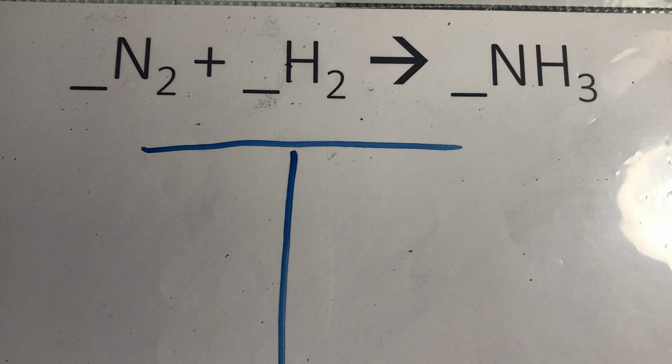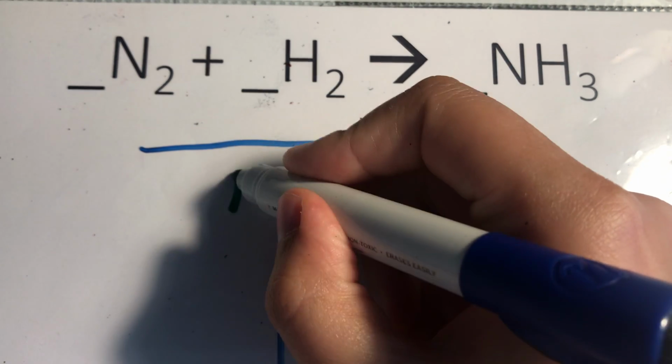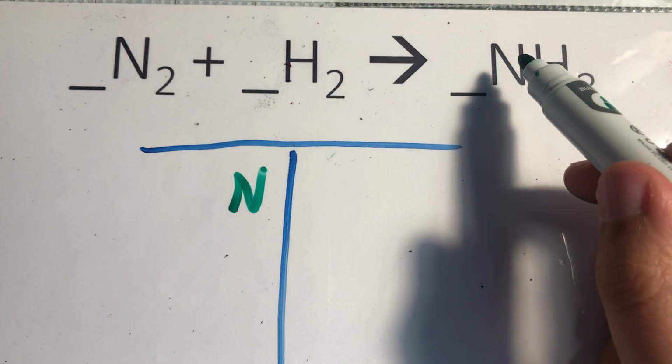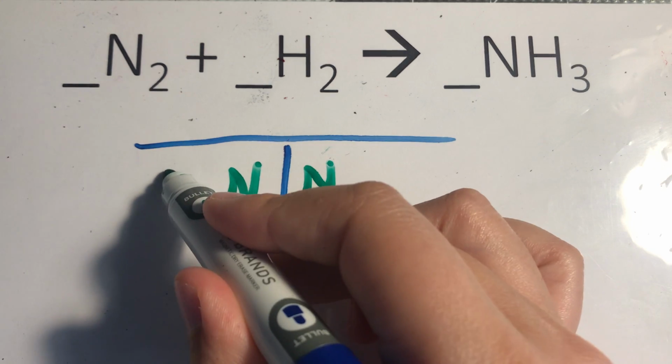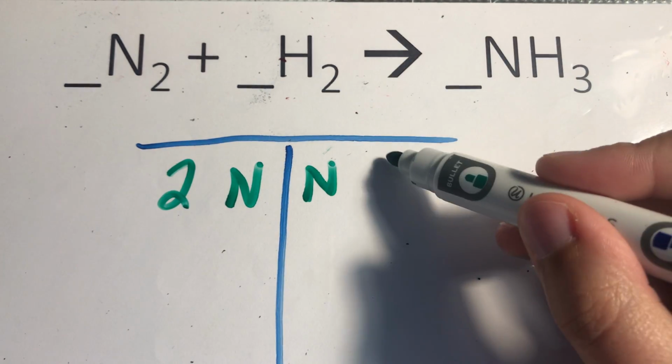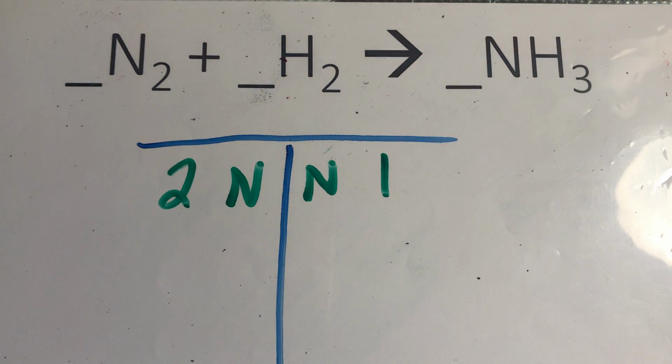I'm going to go through and count how many of each type of atom I got. First we have our nitrogen. We have nitrogen on this side, we have nitrogen on this side. On this side, I got 2. On this side, I got 1. So right away we can see this is not balanced. We're going to have to manipulate how many moles we have to get equal numbers of nitrogen on either side of our equation, okay?